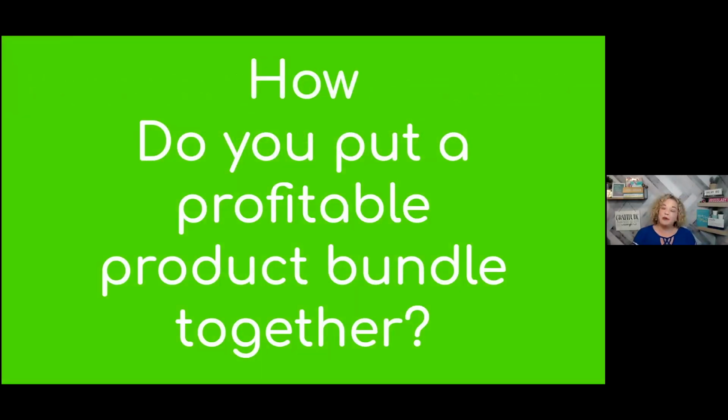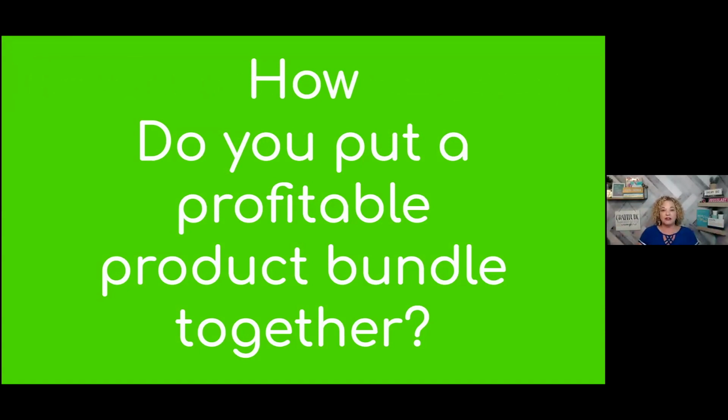So how do you put a profitable bundle together? I thought you'd never ask. I'm just going to sit here for a minute. Oh, PPC, someone's asking. PPC is pay per click. So you do not have to advertise these bundles. You don't have to give them away for free a ton of times in order for people to buy them.